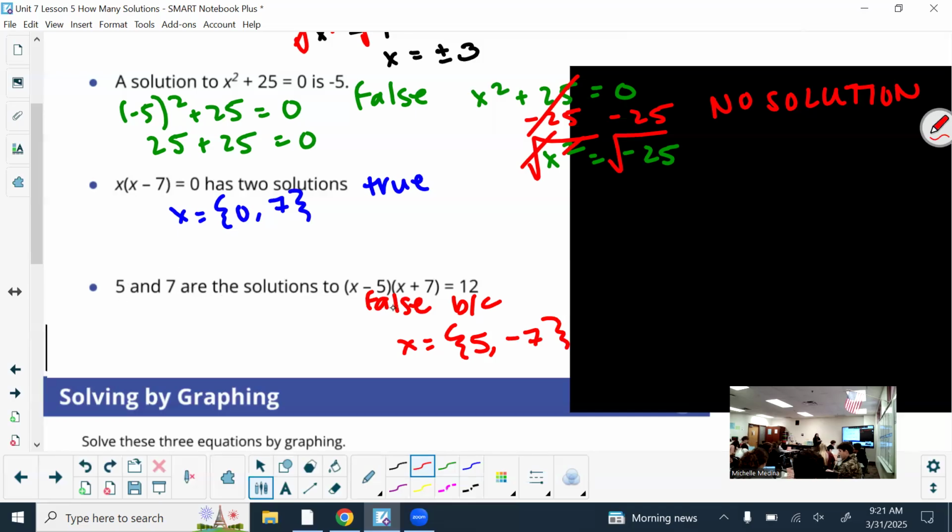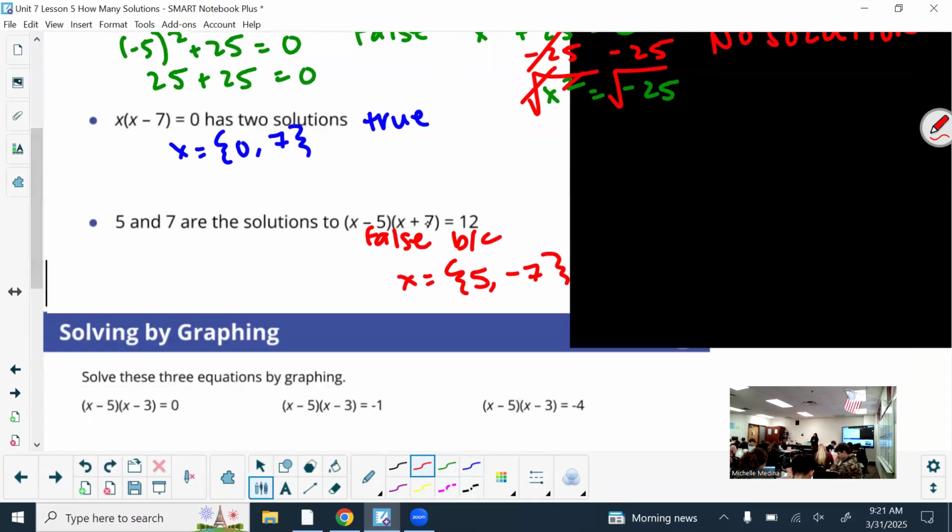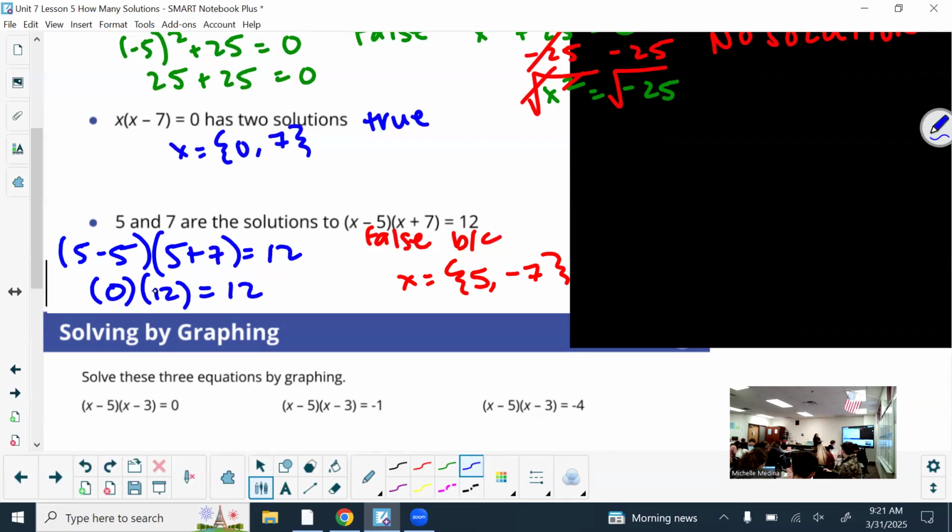5 and 7 are solutions to that. If they're solutions, they should be able to be plugged in and make it true. So I'm going to start by plugging in the 5. So plugging it in would make it 5 minus 5 times 5 plus 7 equals 12. Class, what's 5 minus 5? What's 5 plus 7? 5 plus 7. Okay. And is 0 times 12, 12?